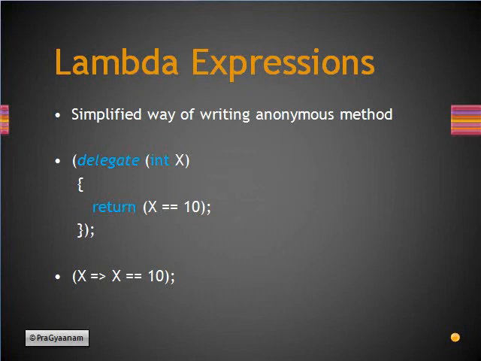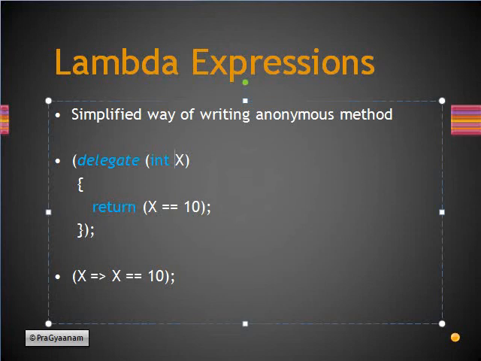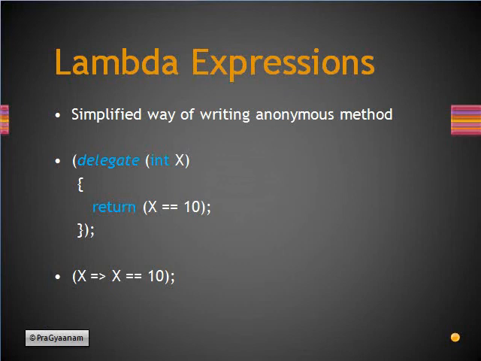So instead of this, if we just relate these two syntaxes, we have one input parameter which is x, which usually will be some object in the list on which you are operating, and you want to do something with that result. So this anonymous method is equivalent to this lambda expression. The way you read it is x goes to x equal 10.